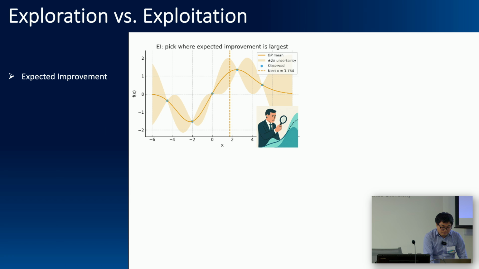One is the expected improvement way. It kind of finds a balance between the variance and also the average.